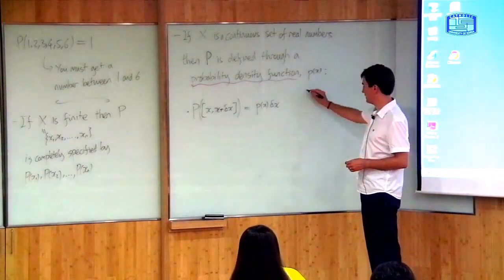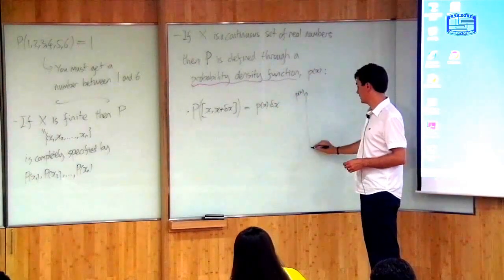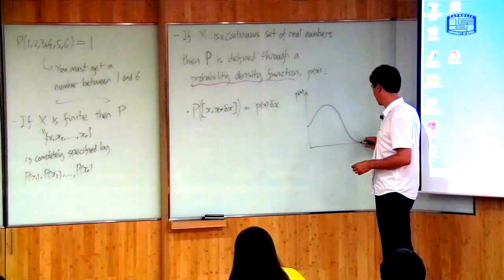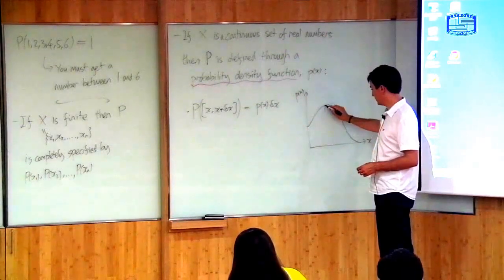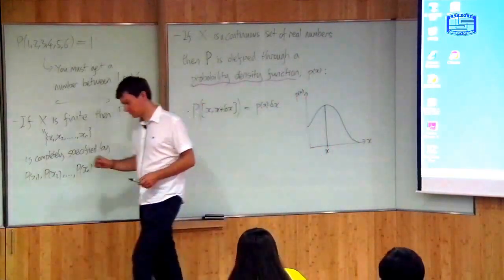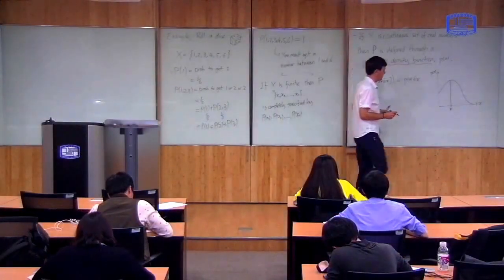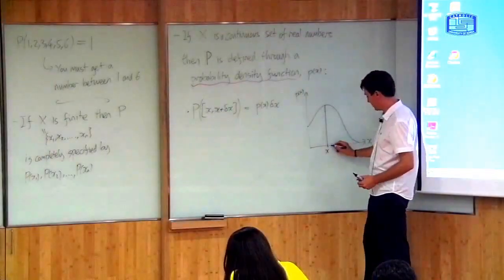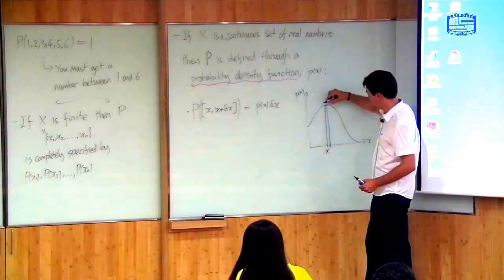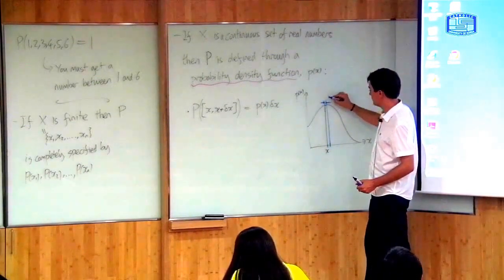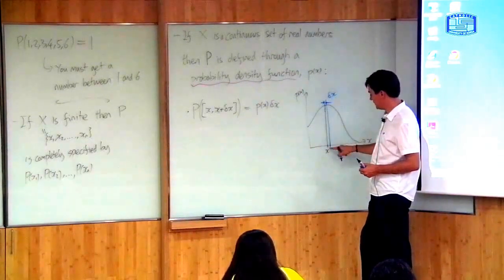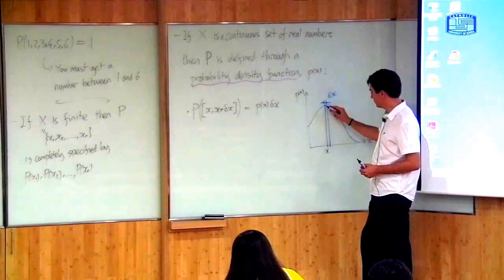So I can draw a picture of this to hopefully make it clearer. Here is p of x, a function of x. And we suppose it looks something like this. And if I take some point here, here is x, and I take a very small interval around this point of width delta x, then the probability of getting a number between these two values is equal to the area here.